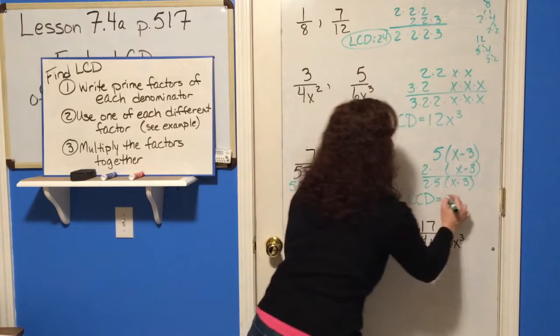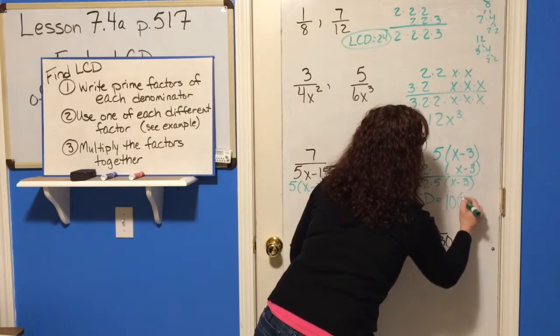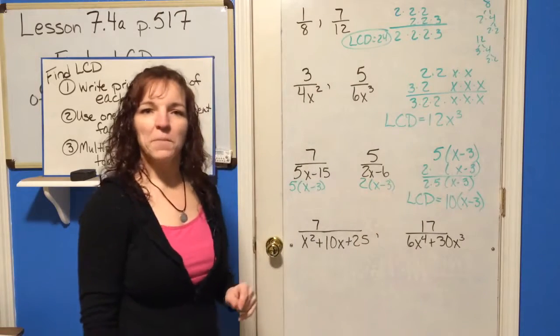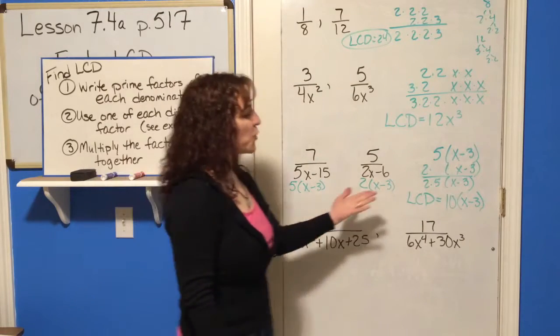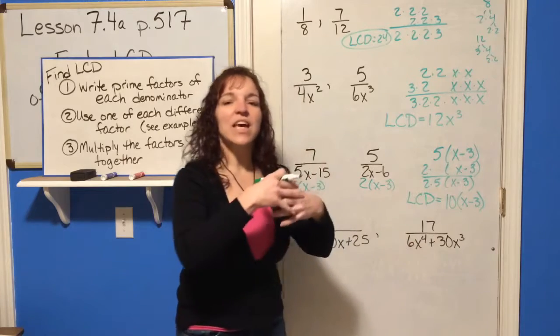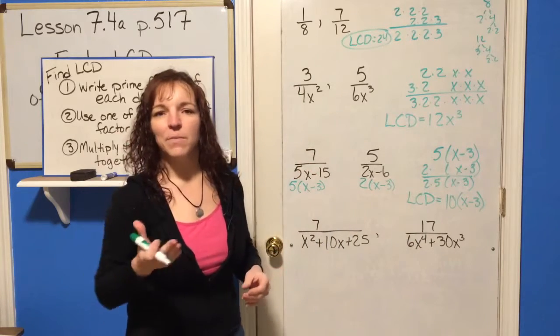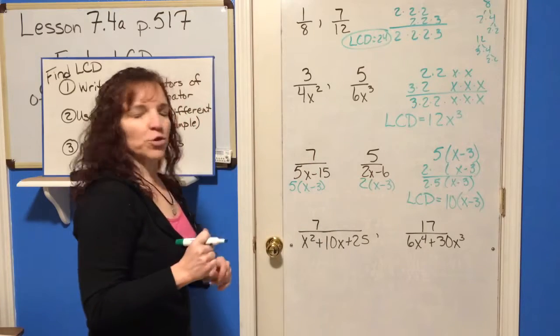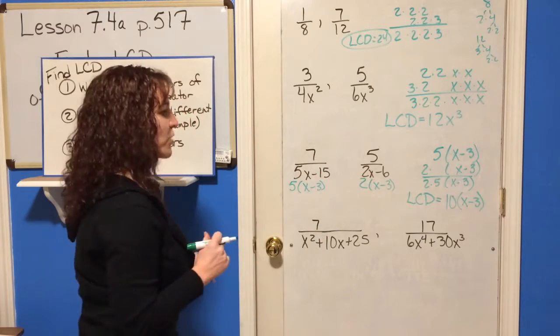is 2 times 5 is 10 times the x minus 3. And you can leave it factored out that way. All right, it's going to be easier if you leave it factored out, because in the end, after you add, you may need to cancel some things. You may need to simplify your fraction. So leave your LCD in a factored format so that you can use those factors.